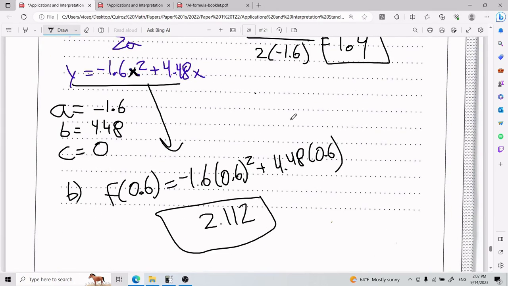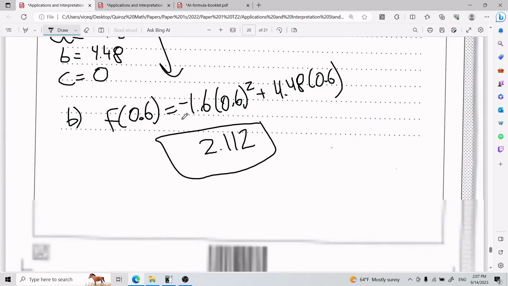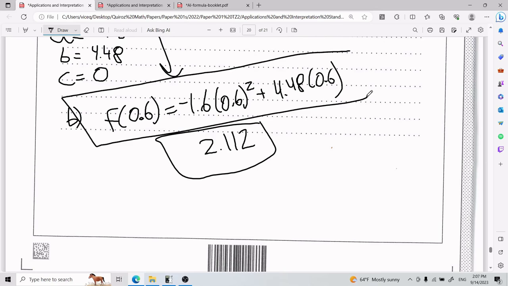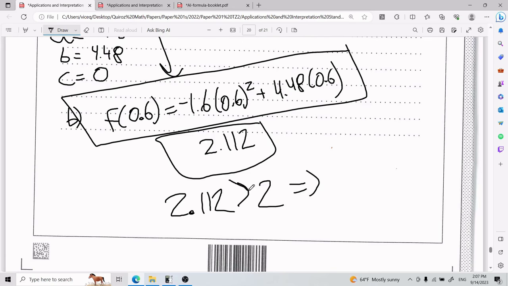And that is how you would actually justify it. The very fancy way to do it is that you show your work like this, and then you say 2.112 is greater than 2. And because it's greater than 2, it doesn't touch.